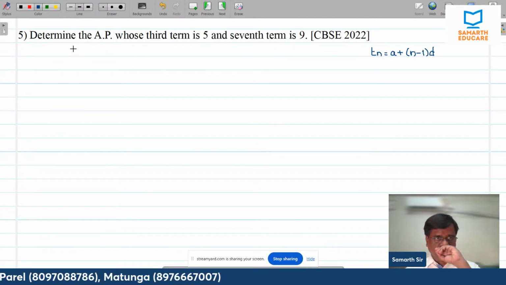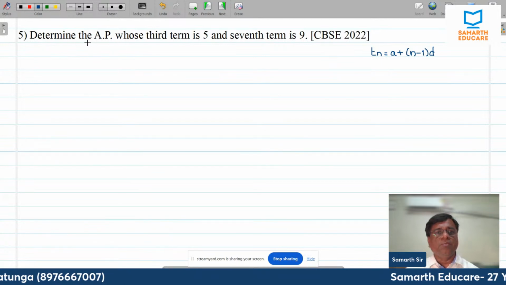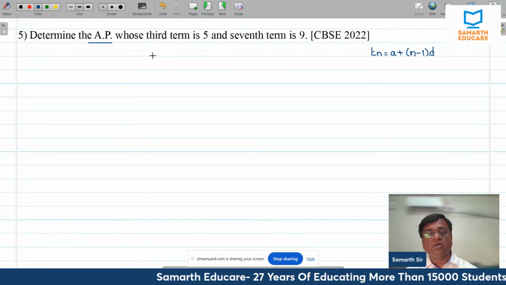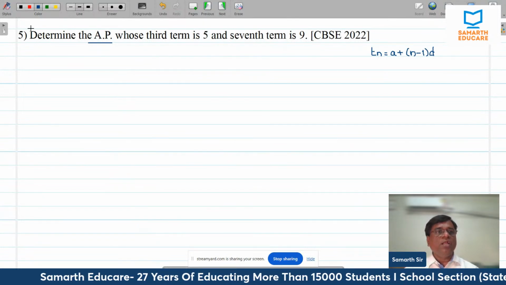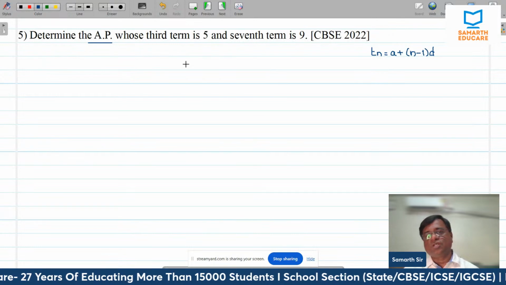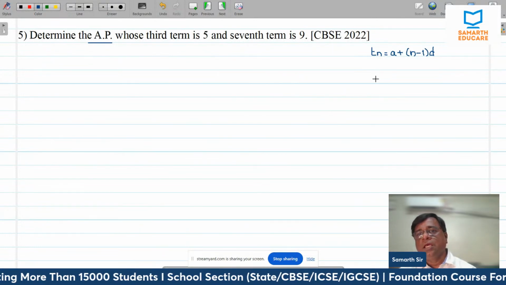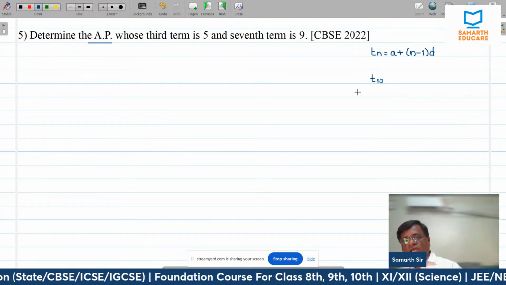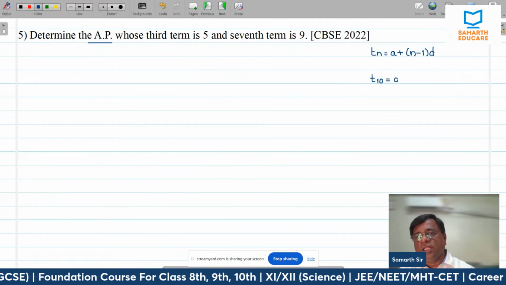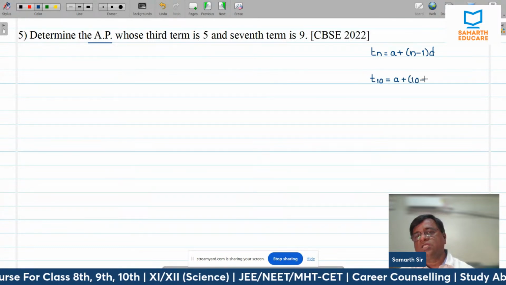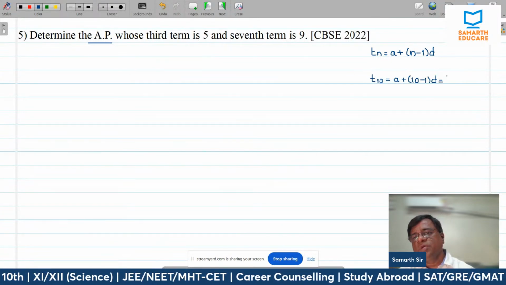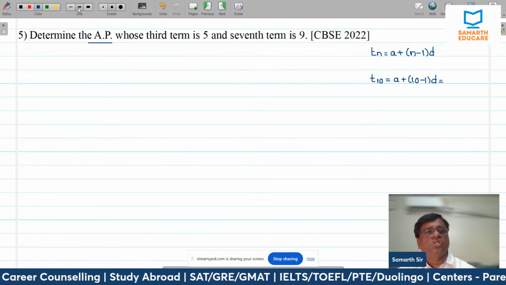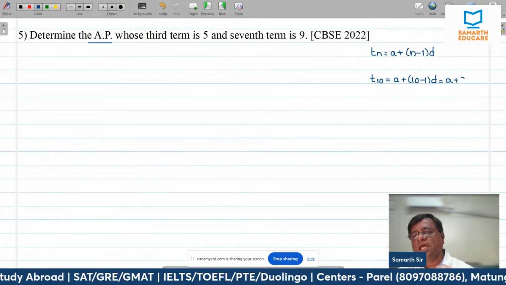Now, sorry, determine the AP. We have to find the AP whose third term is 5 and the seventh term is 9. Okay, before I actually start with this question, let me introduce you to something. If I want a 10th term, practice this, because this is going to save your time. What is the 10th term? The 10th term is basically a plus (10 minus 1) into d, right? Which means a plus 9d.